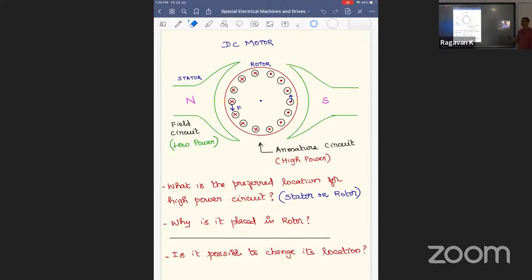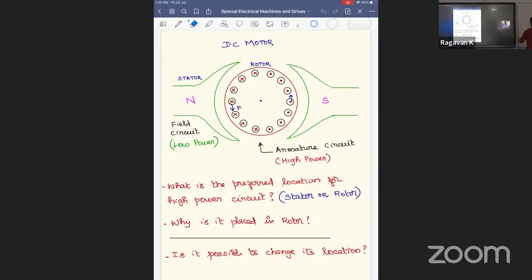Basically, what the commutator does is convert DC to AC in the motoring mode. The same commutator converts the internally induced alternating current to DC in the external circuit. So the commutator plays the role of an inverter in the case of a motor, and in the case of a generator it is a rectifier. We are not going to cover the generator; we will directly go to the motor. So the commutator plays the role of an inverter.